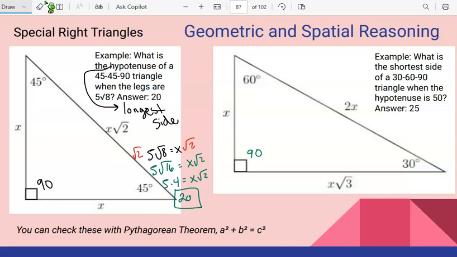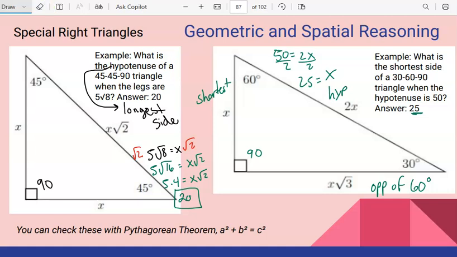Example: what is the shortest side of a 30, 60, 90 triangle when the hypotenuse is 50? That means that we have 50 equals 2x, and we're looking for x, so divide both sides by 2. 25 equals x. You could check this with the Pythagorean theorem, a squared plus b squared equals c squared.